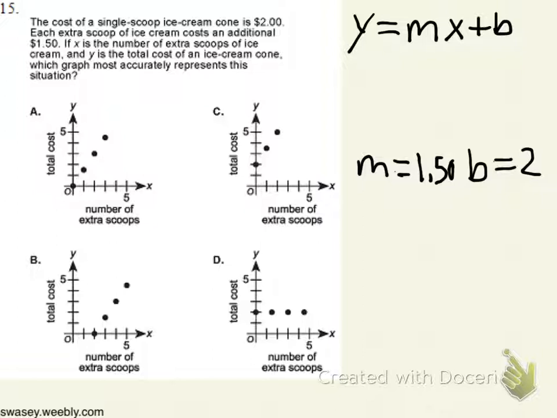Now if you look at your graphs, A starts at 0, B starts at 2, but it's on the x-axis, so wrong axis. C and D are still in the running. They both start at 2. Which one increases $1.50 for every 1 scoop? So your choice should be C. According to D's graph, no matter what, it would cost just $2, no matter how many scoops. So C is the correct graph.